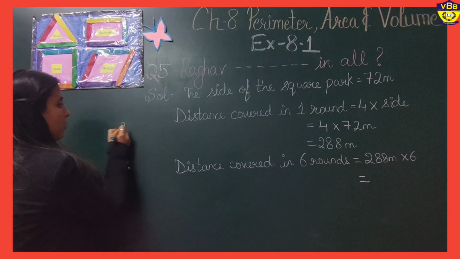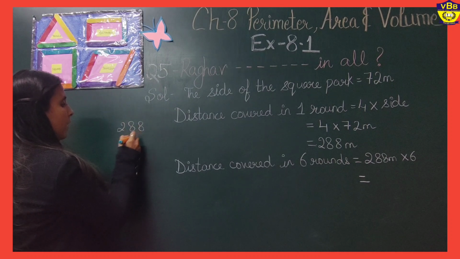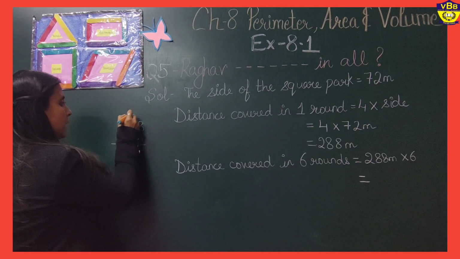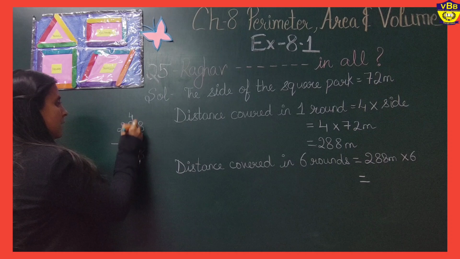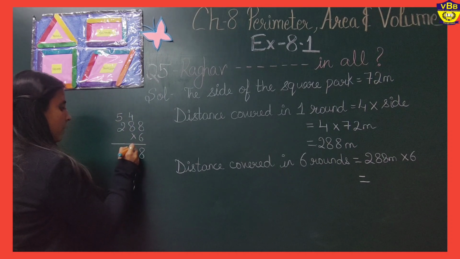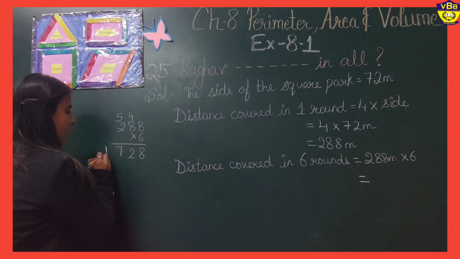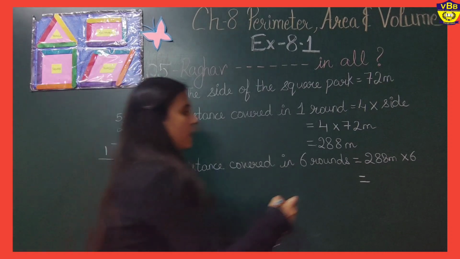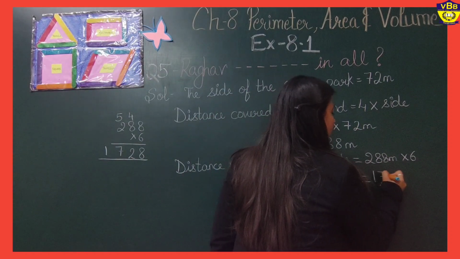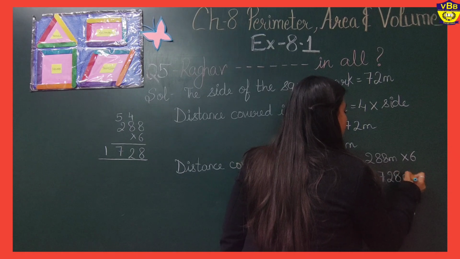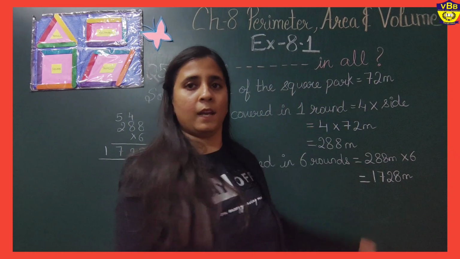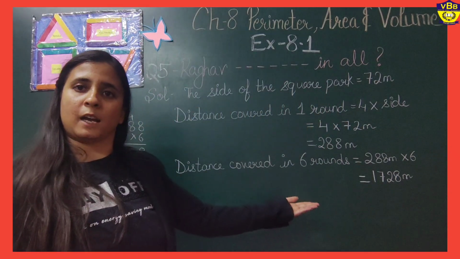Let us multiply 288 with 6. 6 8s are 48, 4 carry. 6 8s are 48 plus 4, 52. 6 2s are 12 plus 5, 17. So it is equal to 1728 meter. Okay, as it is, we have got the answer.